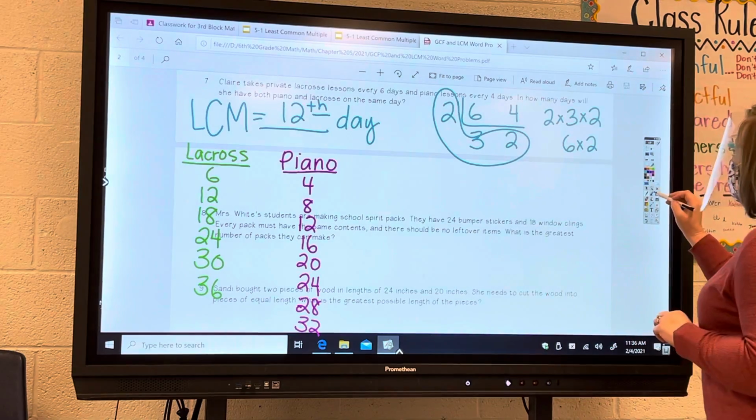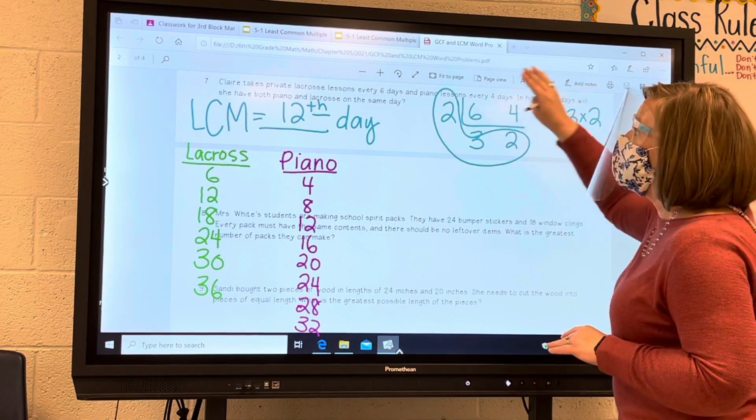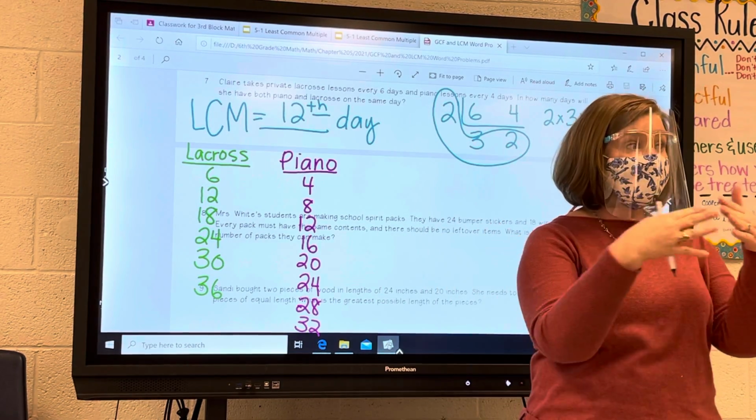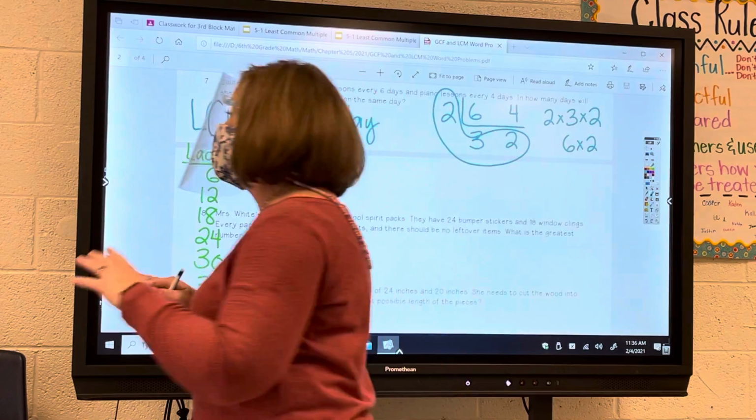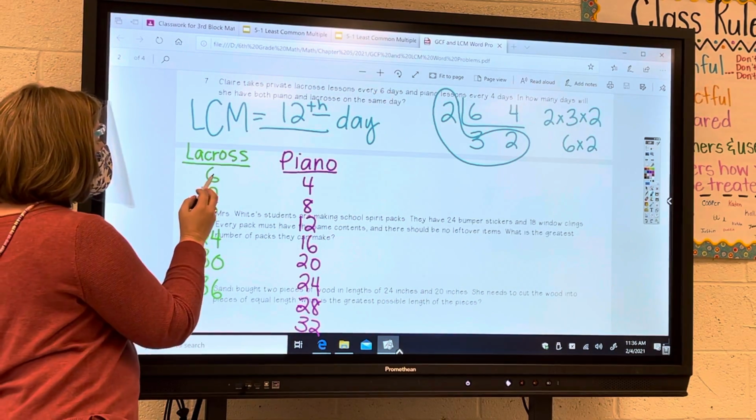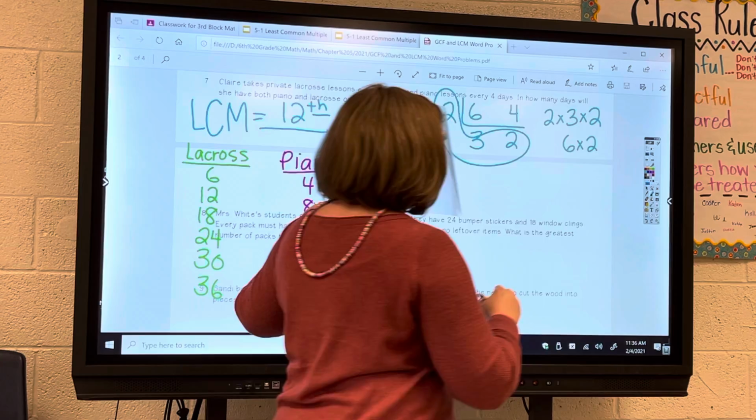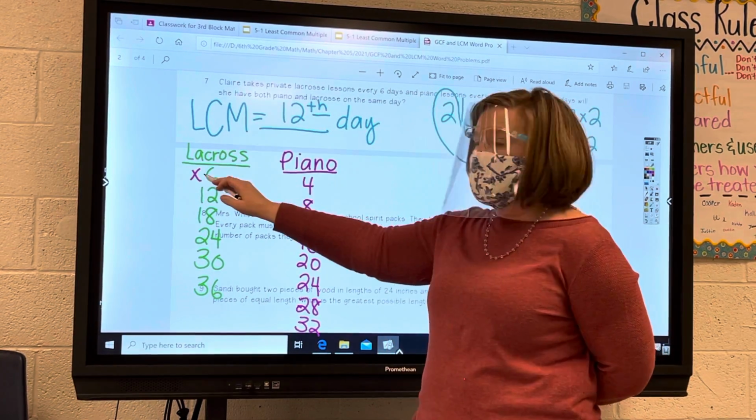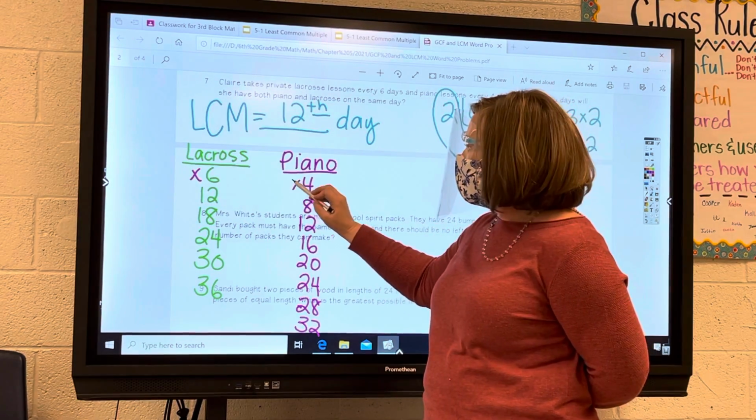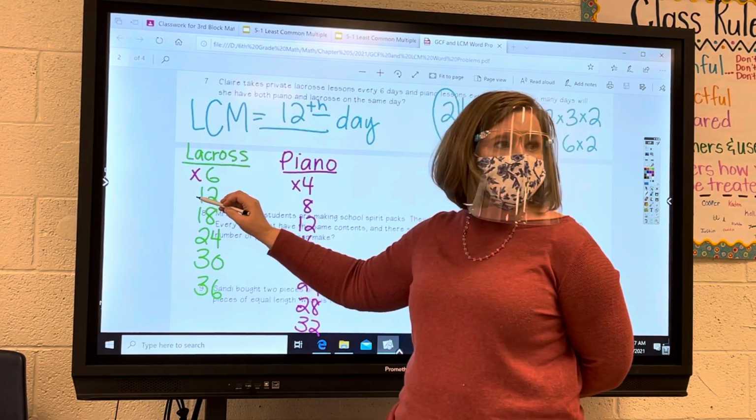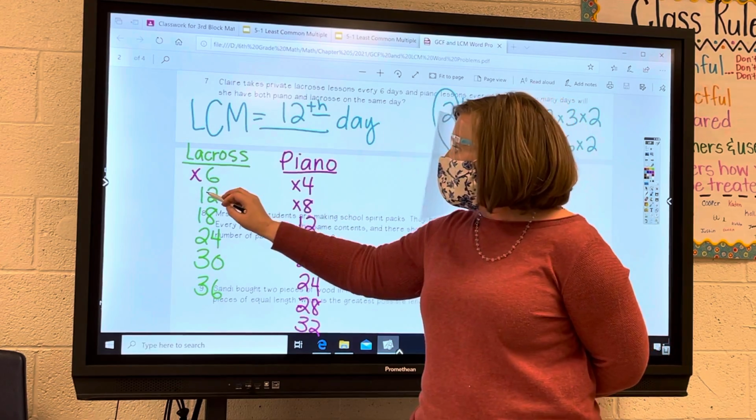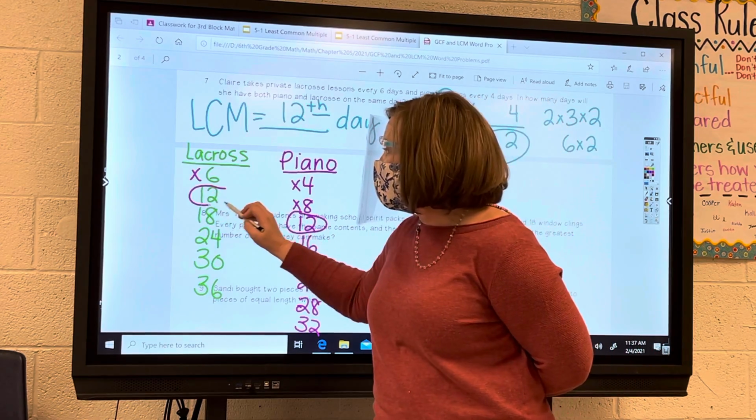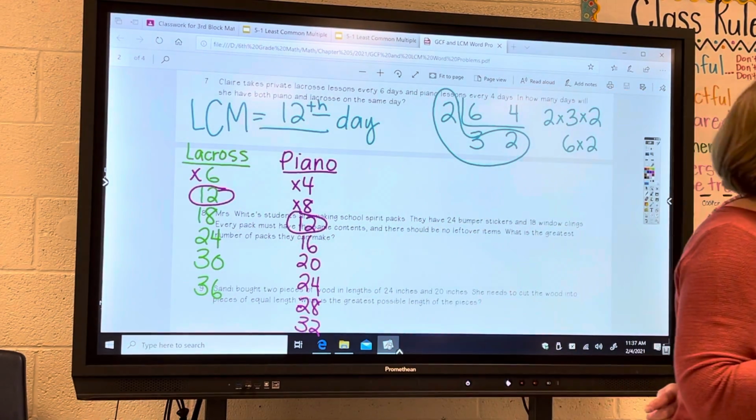So, the question asked us, in how many days will she have both piano and lacrosse? So we're looking for the first time they're together, okay? So I want to show you why it is the least common multiple. So, 6. Do I have a 6 over here at piano? Nope, so I'm going to put an X. Do I have a 4 over here at lacrosse? Nope. Do I have an 8 over here at lacrosse? Nope. Do I have a 12 over here at piano? Yes. So my first number that's the same is 12. All right, do y'all see that?